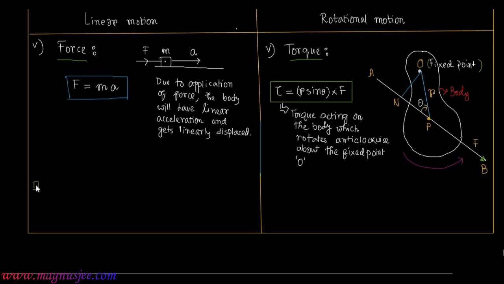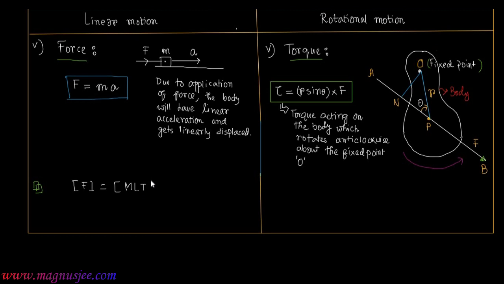Now we can find the dimension. We can write down the dimension of force. The dimension of F is equal to M L T to the power minus 2. On the right hand side, we can find the dimension of torque. Dimension of torque tau is equal to dimension of r into dimension of sin theta into dimension of force F, which is equal to L into 1, because the dimension of sin theta is 1, which is dimensionless, and the dimension of force F is M L T to the power minus 2.